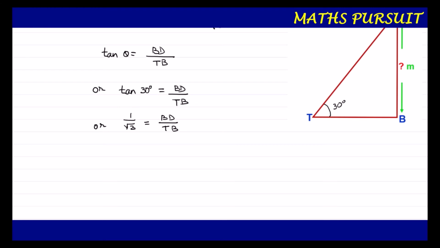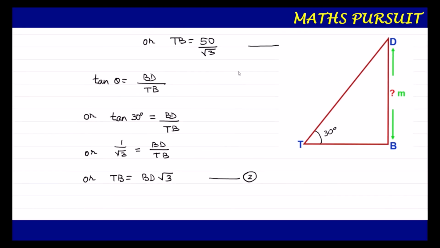Or I can write TB is equal to BD root 3. This is what we got. Now let us name this one as equation number 2. If you look at the first equation, we got TB is equal to 50 upon root 3, which was our equation number 1. And from equation number 2 we got TB is equal to BD into root 3.